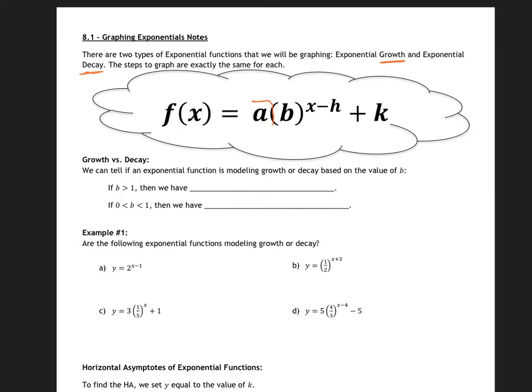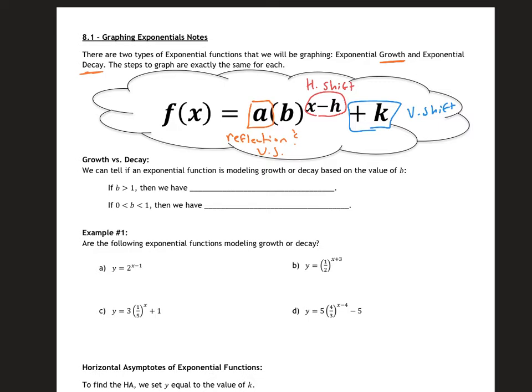Same kind of concepts. A is going to be in front. That's going to talk about a reflection, and also a vertical shift. Up here we also have x minus h. That is still your horizontal shift. And then the plus k at the end, nothing changes. The plus k at the end is your vertical shift. So those are still in the same spots that we've been doing previously all semester.